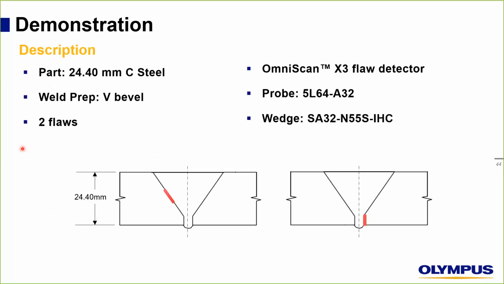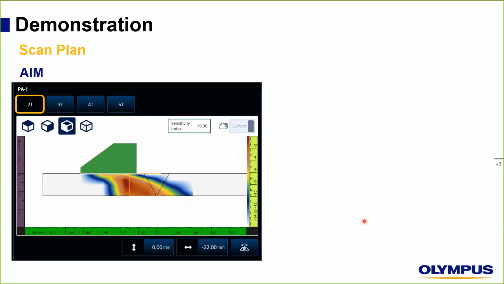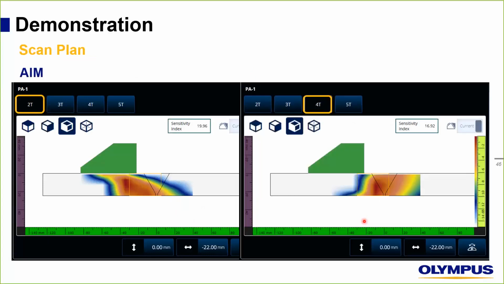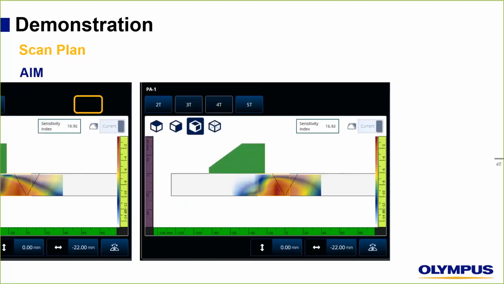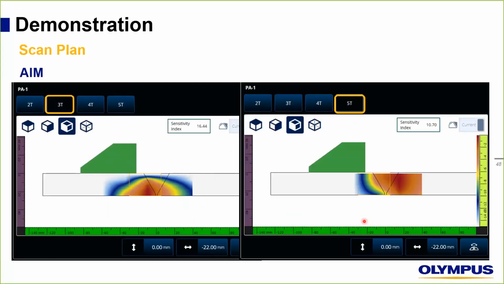So we have a part of 24.4 millimeter in carbon steel with a weld preparation as V bevel. We have 2 flaws, an OmniScan, a probe 5L64A32, and a wedge N55S. The 2 flaws here are a lack of fusion and a crack on the other side of the weld, the center line. Of course, we should start with a scan plan. As I said, the scan plan is the first step to be code compliant. So here we can try the 2T, 4T, 3T, and 5T. So we are using 4 groups.